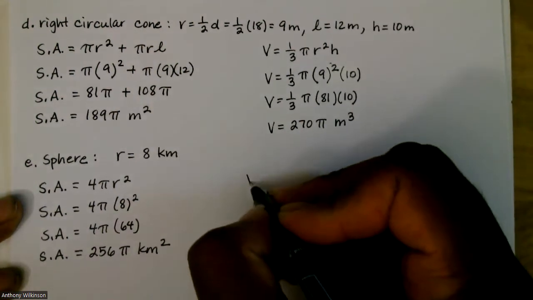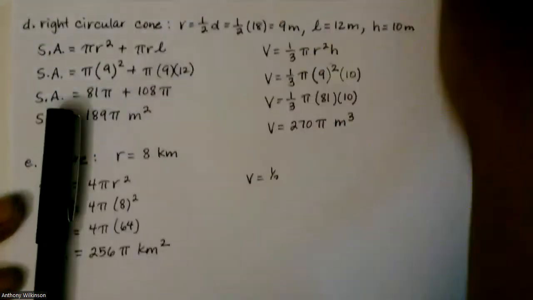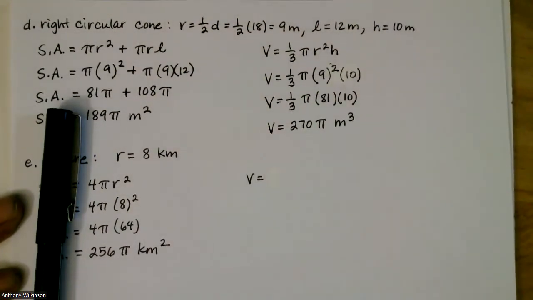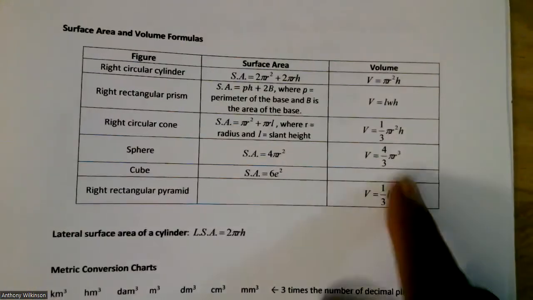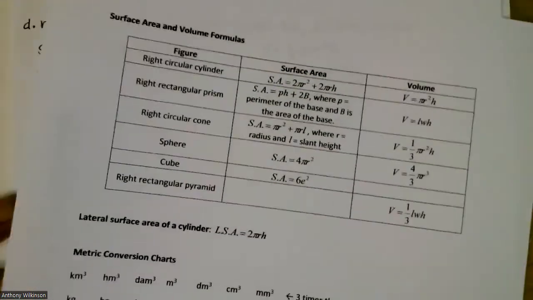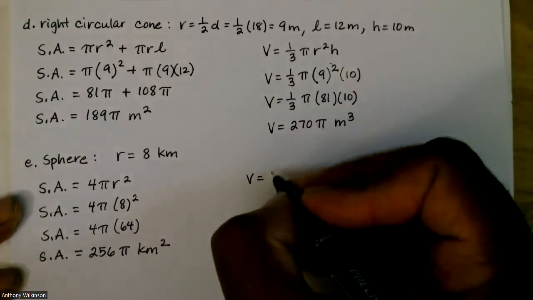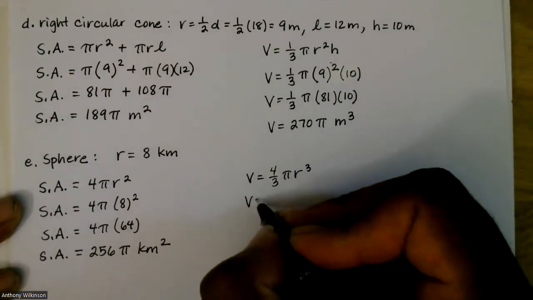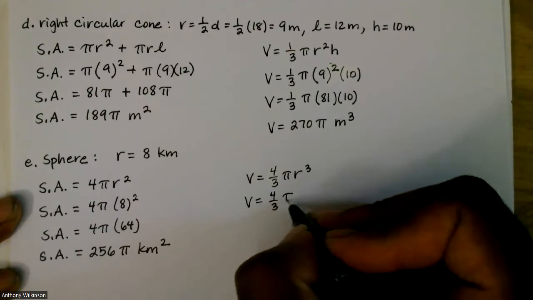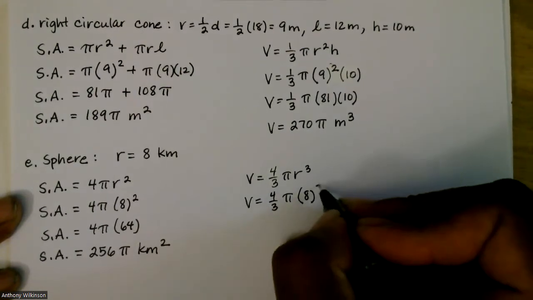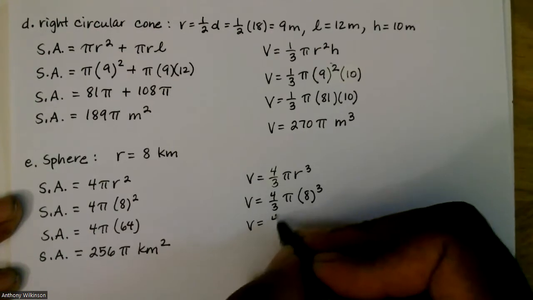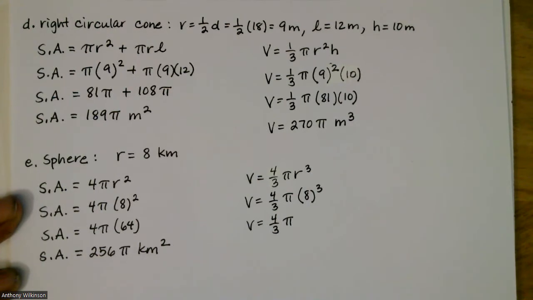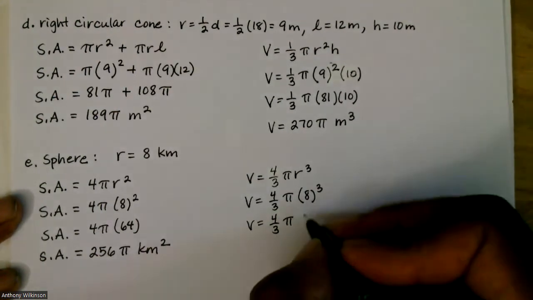And now for the volume. The volume of that sphere is 4/3 pi r cubed. So V is equal to 4/3 pi times the radius cubed. So it'll be 4/3 pi times the radius, which is 8, cubed. 8 times 8 times 8, that's 512.